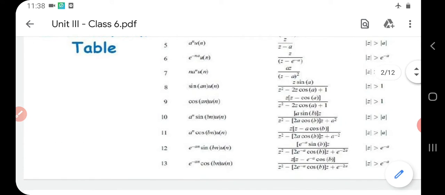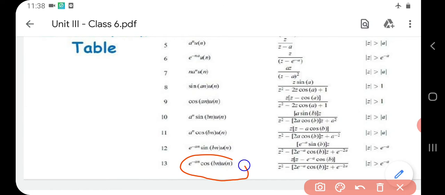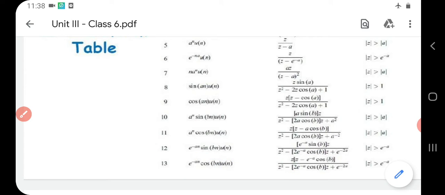See this one, e raised to minus a n cos bn, cos of bn u(n). So this is of this particular form. So in place of a in the question you are given a number, and also in place of b you are given a number. So substitute that a and b correspondingly in this equation, and finally you will reach the answer. So e raised to minus a n cos of bn u(n).